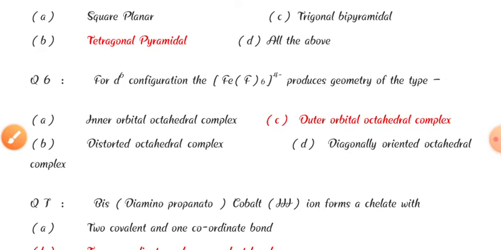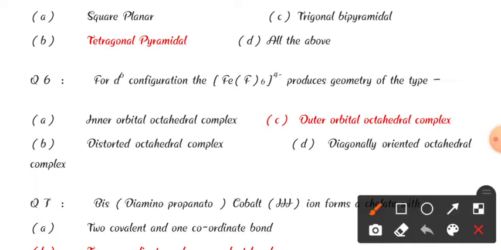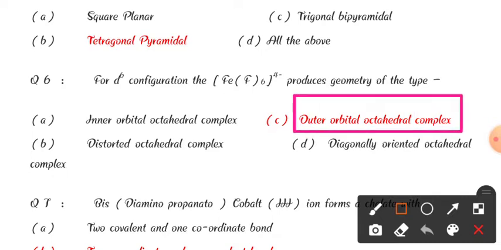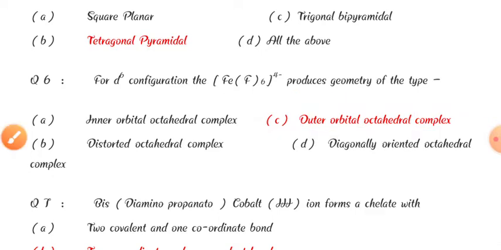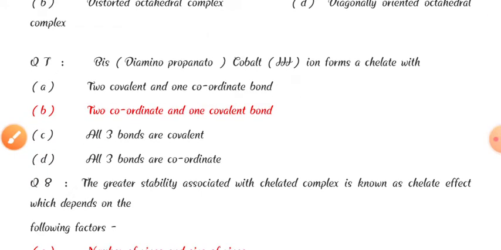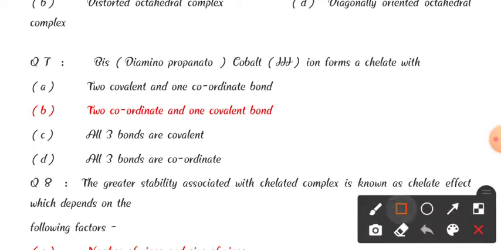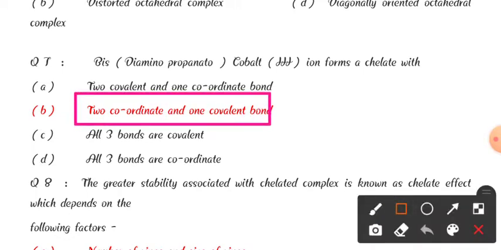Question number 6. For d6 configuration, hexafluoroferrate produces the geometry of which type? So hexafluoroferrate produces the outer orbital octahedral complex. Now question number 7. Bis(diaminopropanato)cobalt(III) ion forms a chelate with... Option number B is the correct answer, that is 2 coordinate and 1 covalent bond.